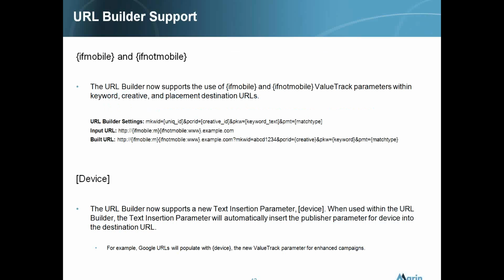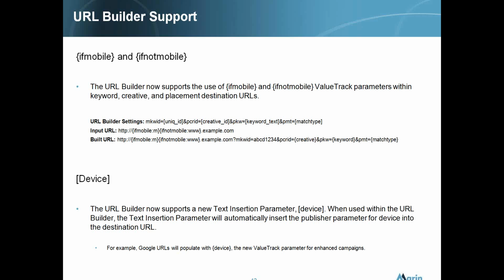For our URL builder, Marin's URL builder supports a couple of things here. We are now supporting the ifmobile and ifnotmobile ValueTrack parameters. These are parameters that you can use on the keyword, creative, and placement destination URLs. And we'll go into further detail in the next few slides regarding this particular parameter.